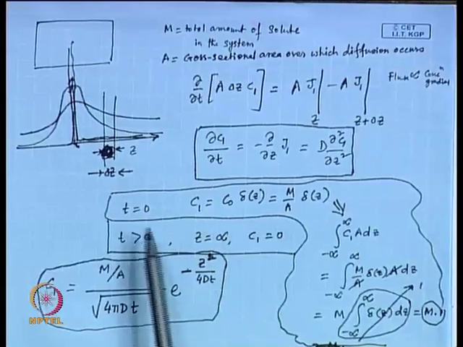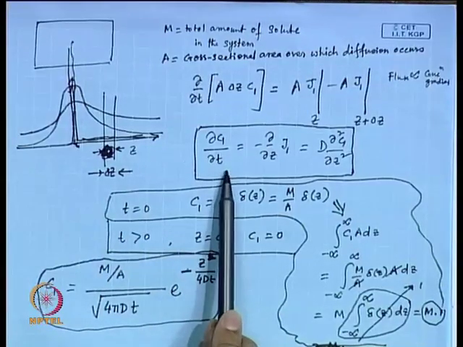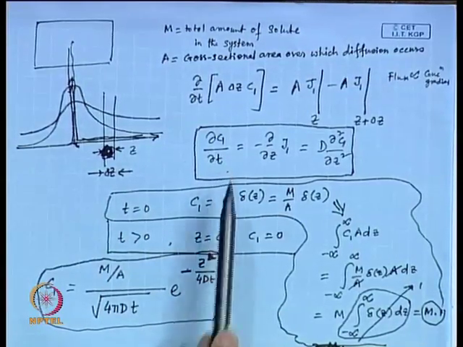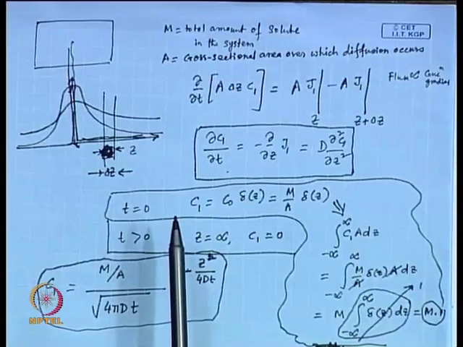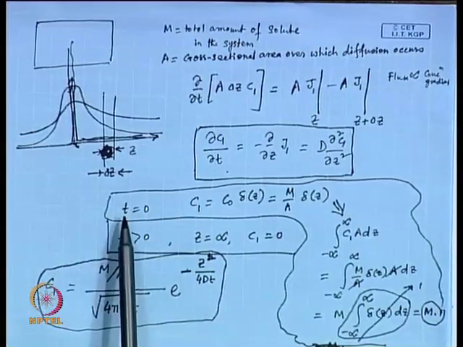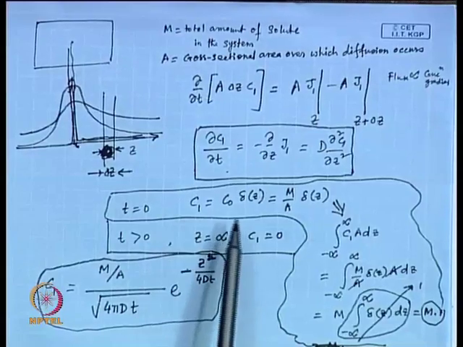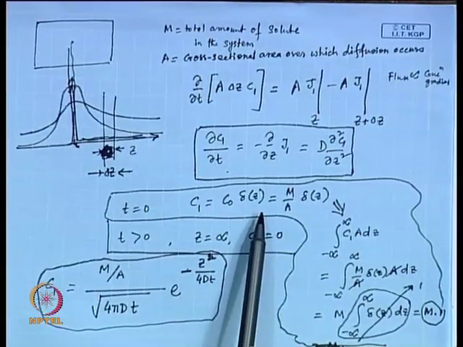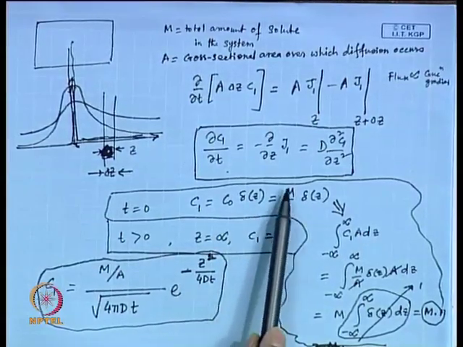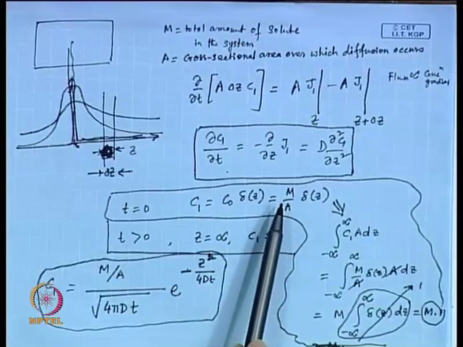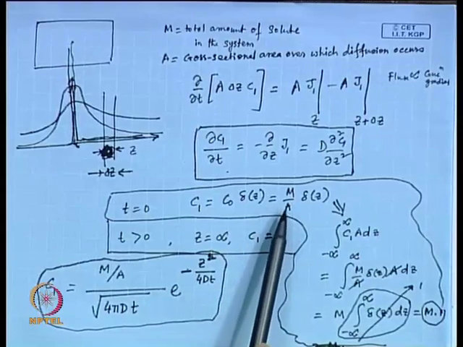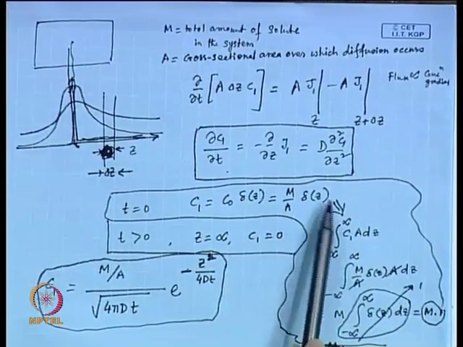Now, this is the governing equation that we have, and this governing equation has to be solved with the initial and boundary conditions. The initial condition is that at t equal to 0, the concentration follows the Dirac function, that means C0 delta z, and C0 is nothing but m by A. M is the total amount of solute in the system, and A is the cross sectional area over which diffusion occurs. So, m by A delta z, and what is this delta z?